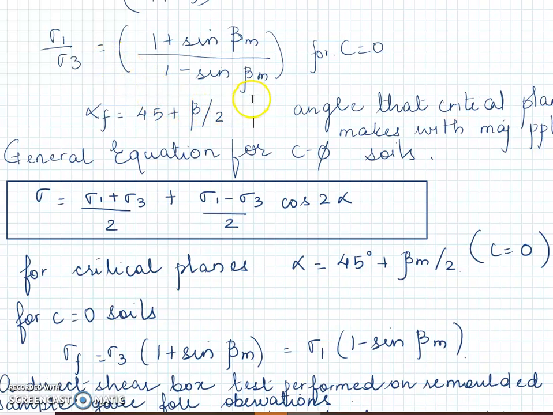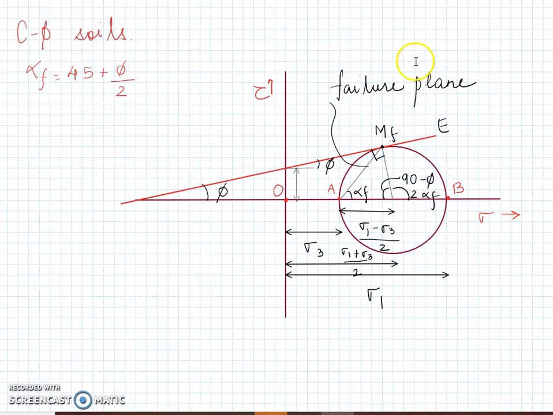Alright, now how do we deal with c-phi soils? First and foremost, this equation alpha F is equal to 45 plus beta by 2, which is equal to 45 plus phi by 2, remains same. A typical Mohr circle diagram for c-phi soils will look like this. Have a look at this figure.